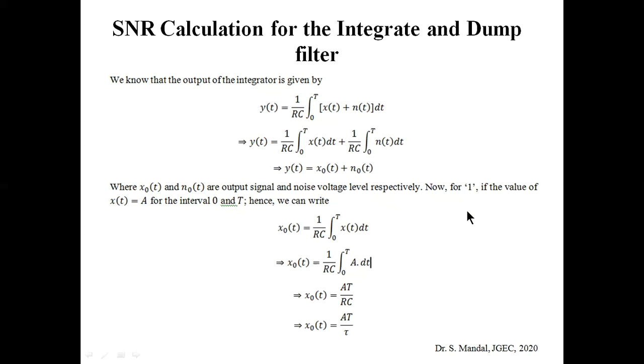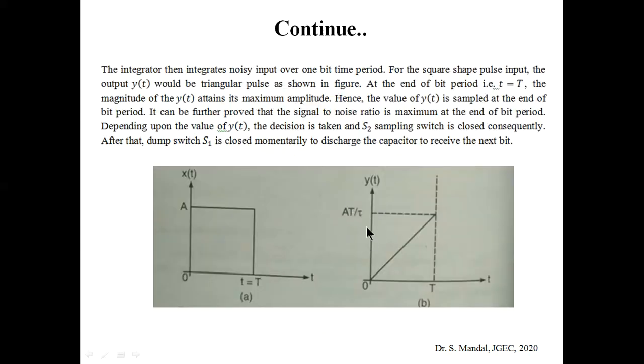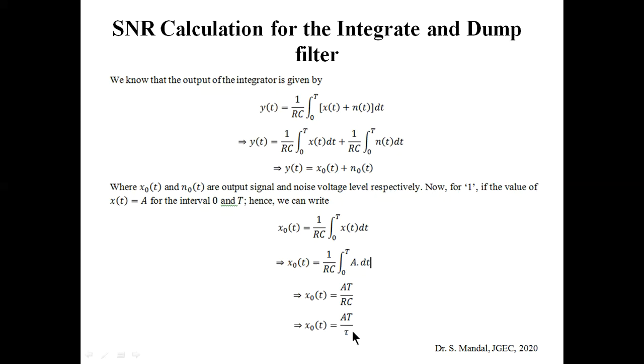Okay, now if we consider the simple unipolar case where xt is expressed using plus A volt for 1, for the interval 0 to T. In that scenario, x naught t is 1 by RC integration from 0 to T of A dt. So x naught t will be A capital T times 1 by RC. Now if you substitute RC by the time constant, it will become AT by tau. So you can see that the maximum amplitude will be AT by tau, where tau is the time constant.